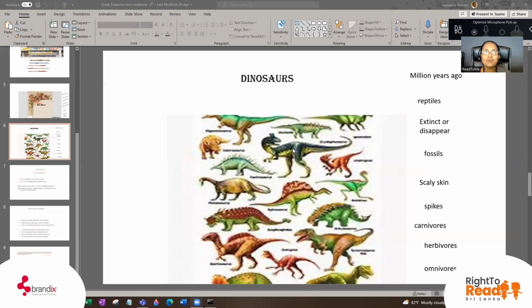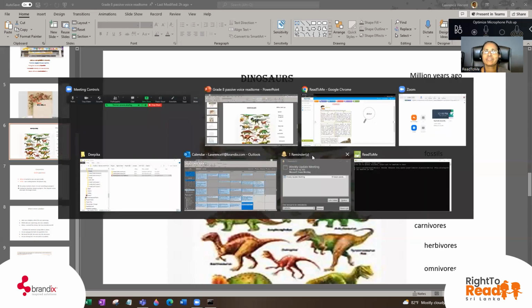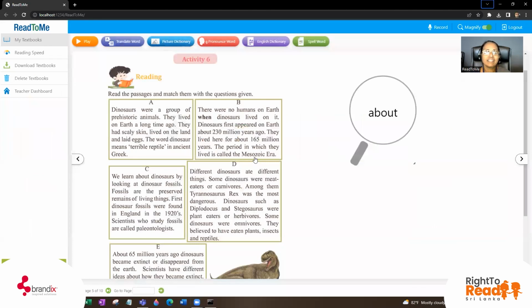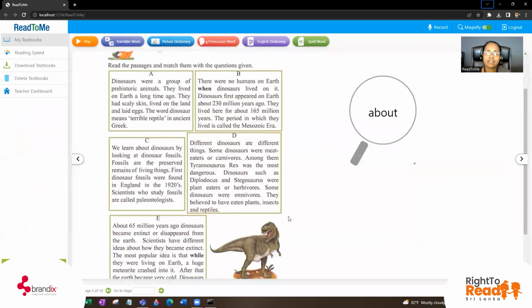Now we know some information about dinosaurs. Then shall we get on to the lesson? This passage is about dinosaurs. How many captions are there? Five: A, B, C, D, E.